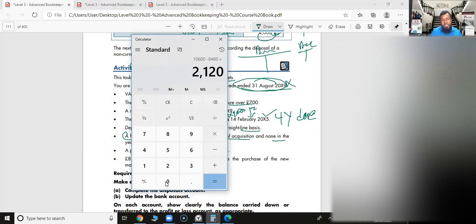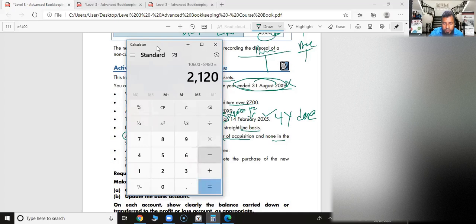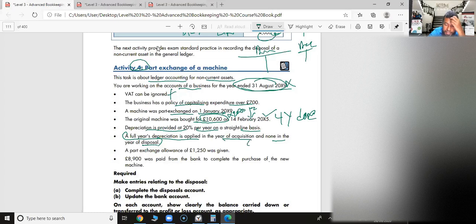But how much did you exchange it for? You exchanged it at a much lower price, 1250. That's very sad. You are not happy. 870 is the loss. Good answer. 870, I'm writing it down. Oops, too many 7s. 870 loss. And that's it.